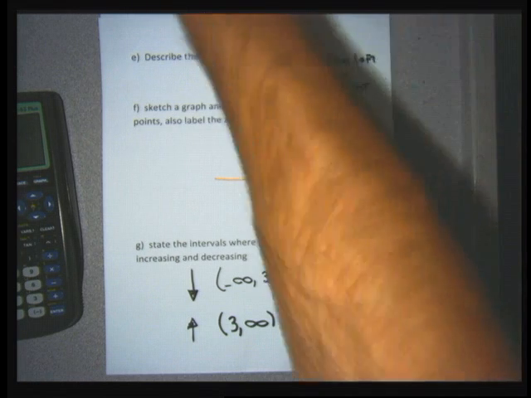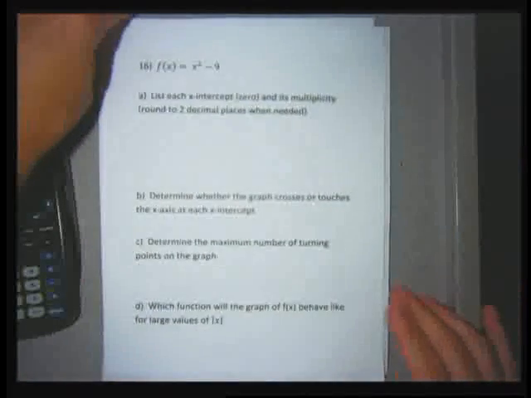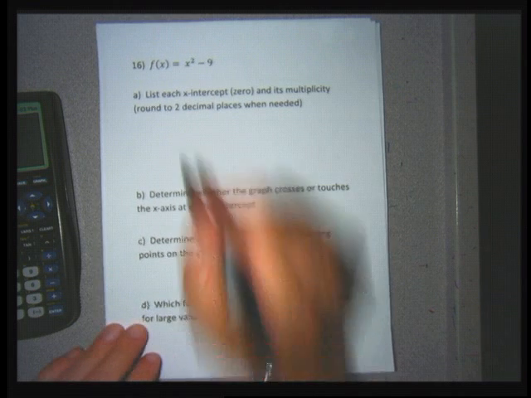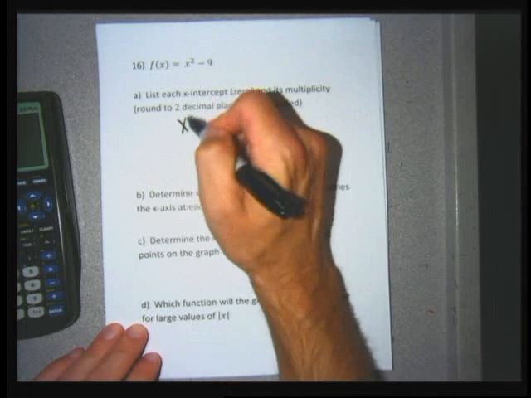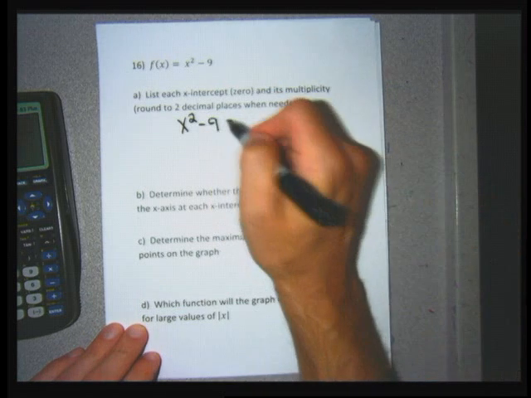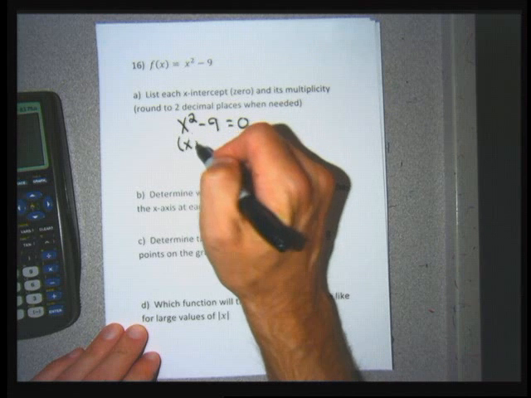Next problem is probably slightly more complicated, but hopefully not horrible. No, it's not really even significantly more complicated. The factoring is even easier. So for part A, finding the x-intercepts, I take the function and set it equal to 0. I can solve by factoring, or I can solve by square roots. It's easy enough for me to factor this, so I'll solve it by factoring.